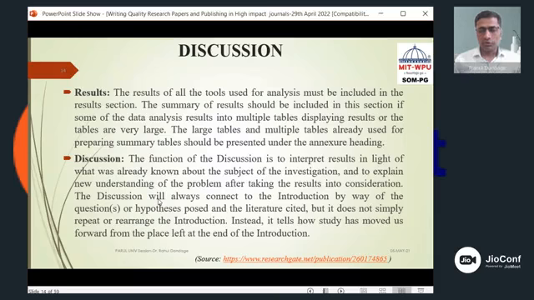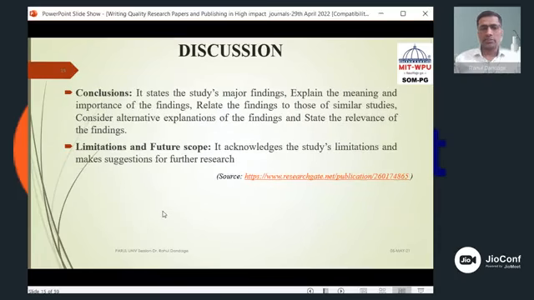One is the result. Finally, what results we have got, we can put in tabular format or some graphs, and we can represent those results in a diagrammatic way in this result section. Under discussion, what is the significance of these particular results, how we can correlate these results with the practical applications or whatever the area of interest for that particular research work. Then the discussion part, and limitations and future scope part.